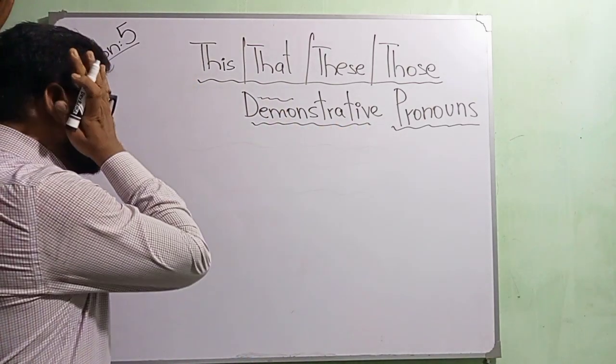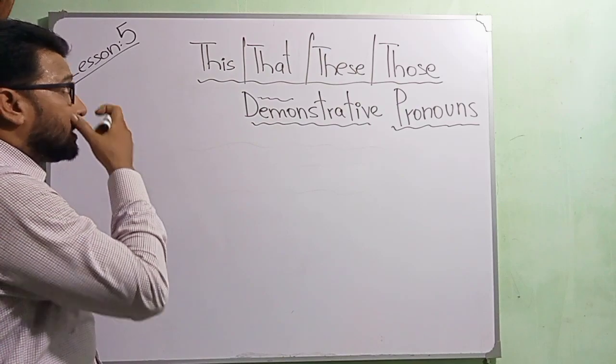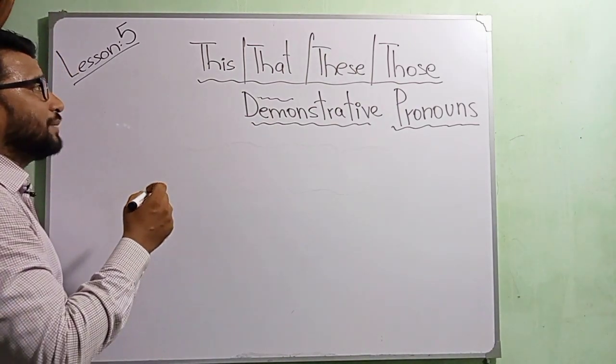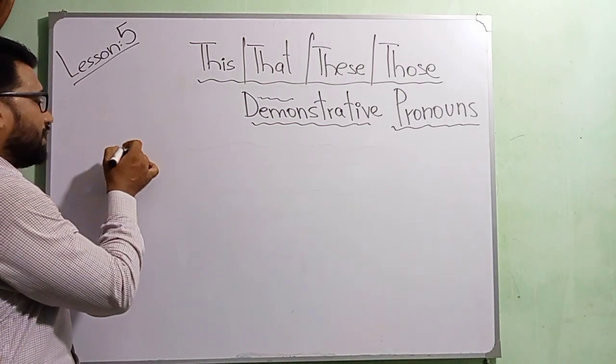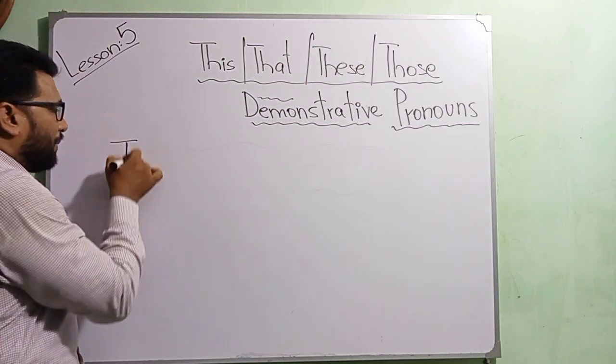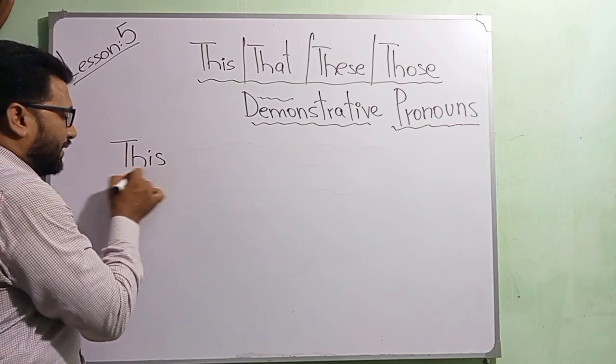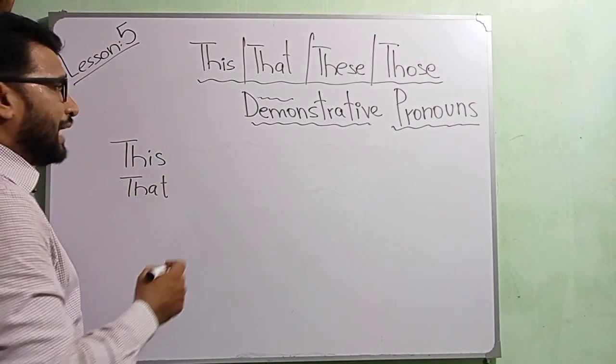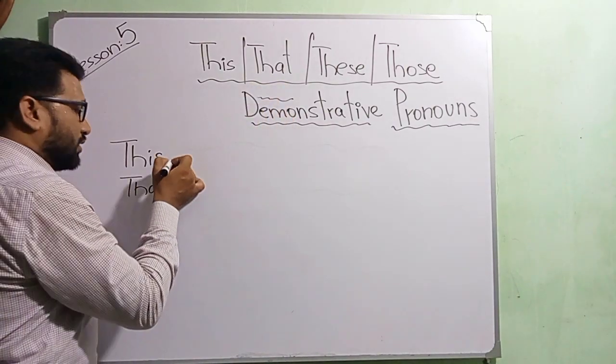Now let's begin with the usages. How do we use this, that, these, and those? Now these are two different sets, so we will understand them separately. For example, first we will talk about this and that. Let's understand these two demonstrative pronouns first, and then I'll move towards these and those.